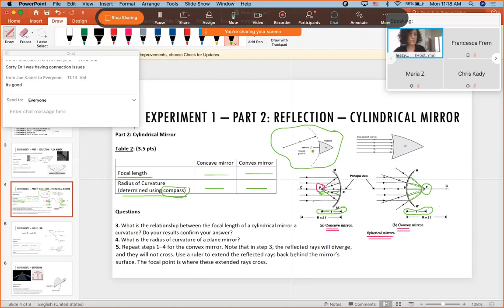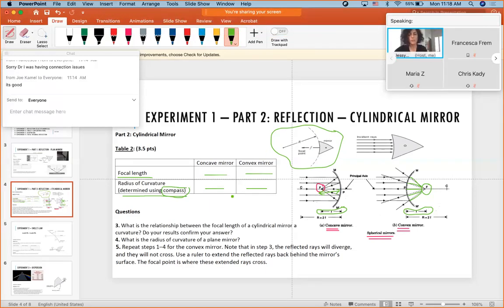All right, you guys, I'm back. All is good. All right, so they would ask you what is the relationship between the focal length and the radius of curvature. Between the focal length of a cylindrical mirror, there's a word missing, and the radius of curvature. Do your results confirm your answer? So you need to come up with a theory that is R is equal to 2F, and then compare your answers. So probably the radius is not equal to 2F.